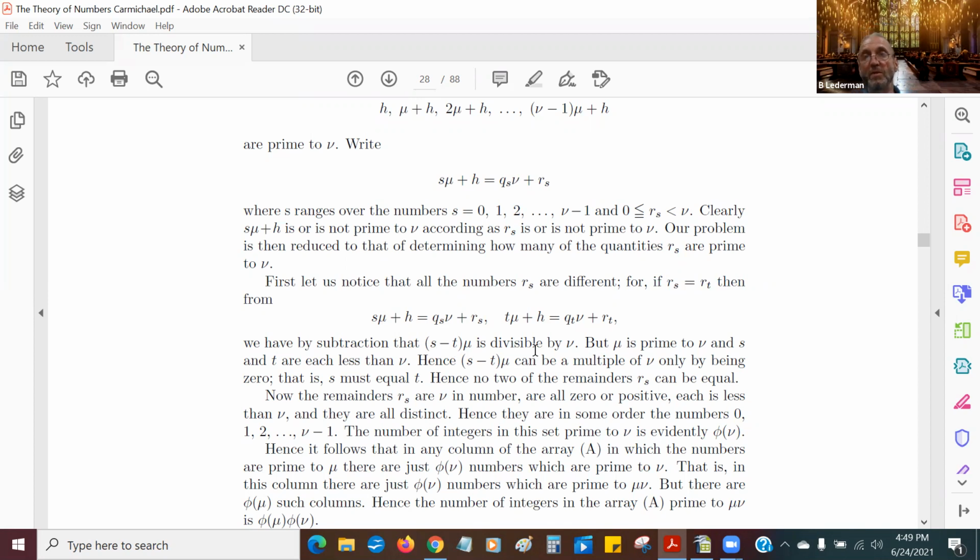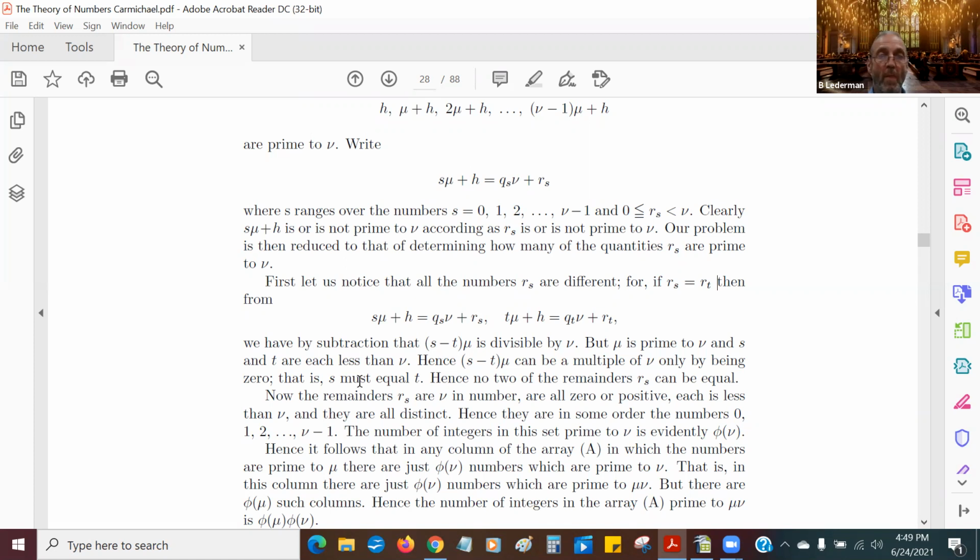Now that's impossible, or not impossible, I should say, but mu and V are relatively prime. That was the whole premise. The whole given is that this theorem works only when u and V are relatively prime. So that was our supposition to begin with. The only way it's possible that S minus T times mu can be divisible by V is if S minus T is divisible by V. The only thing is S and T are both less than V, so the only way S minus T is going to be divisible by V is if S minus T equals 0, which would have to mean that S would have to equal T.